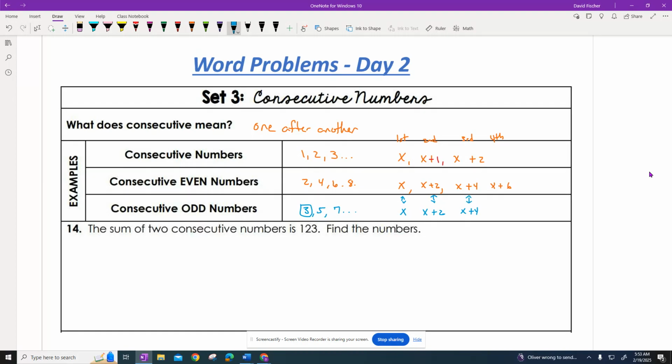Okay? If I just wanted consecutive numbers, well then I'm just going to keep going x plus whatever the next number is. Okay? Alright, so these really help me, and I usually will write this on a test to help me with my thinking. Okay?